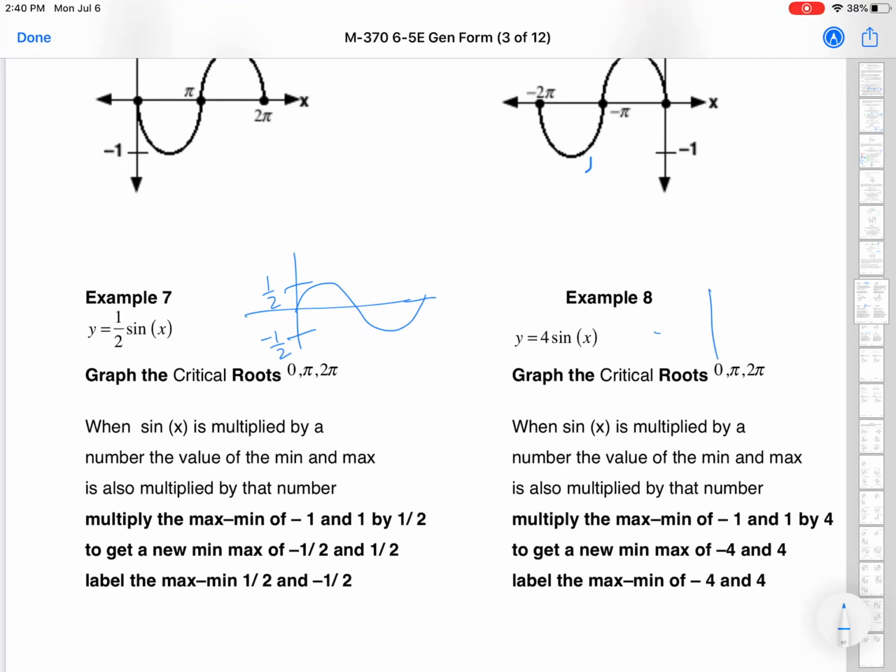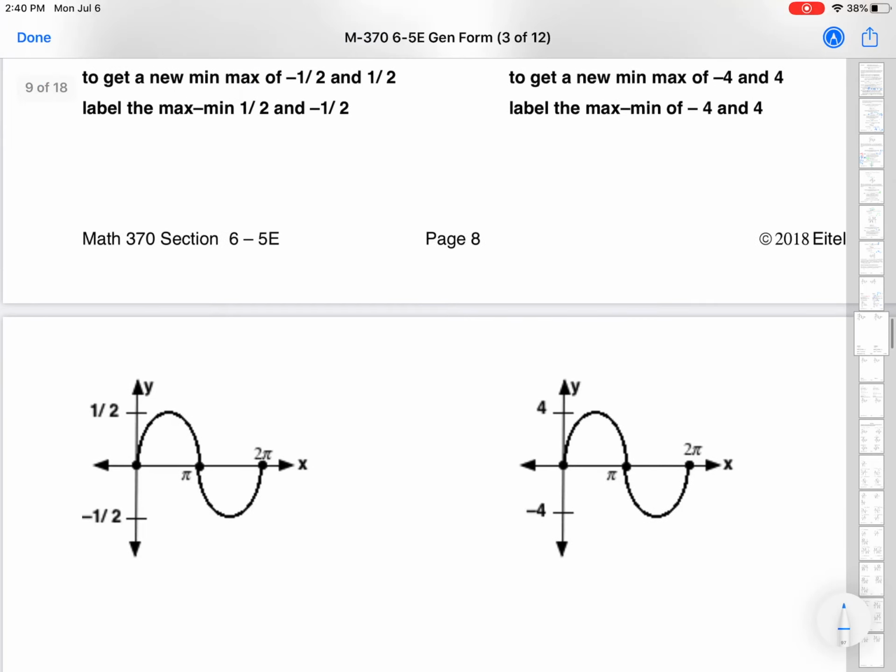And what does this one look like? Regular sine graph, getting as high as 4 and as low as -4. Notice I'm just drawing it normally and labeling what those are. Let's see what he has. Pretty much the same thing, right? So he's just labeling those as 1/2s and 4s like he should.